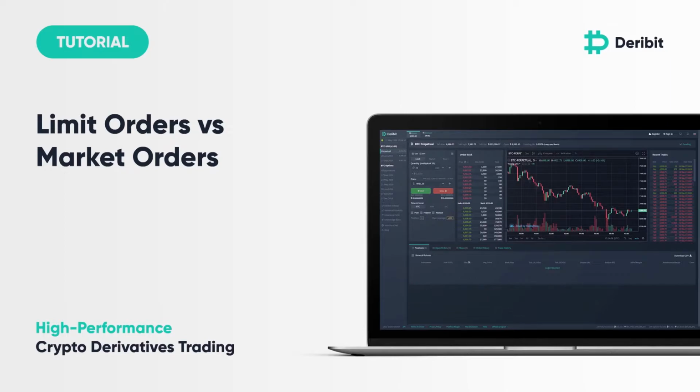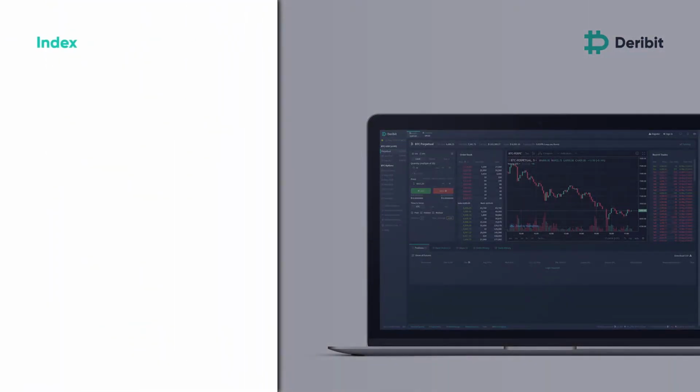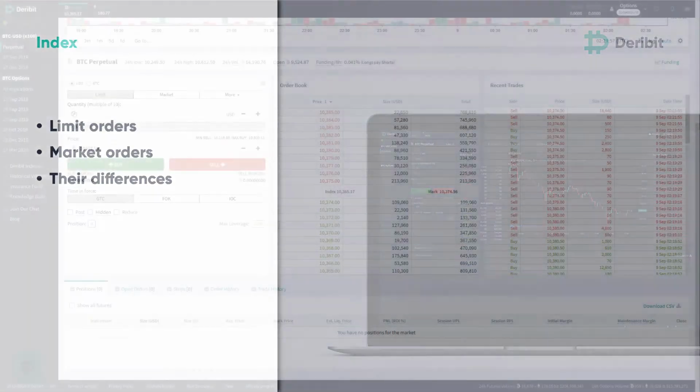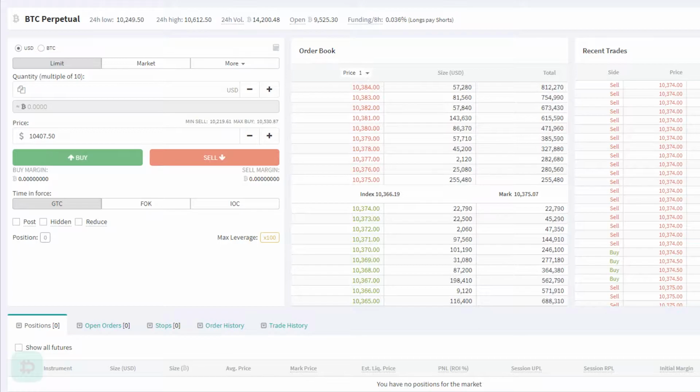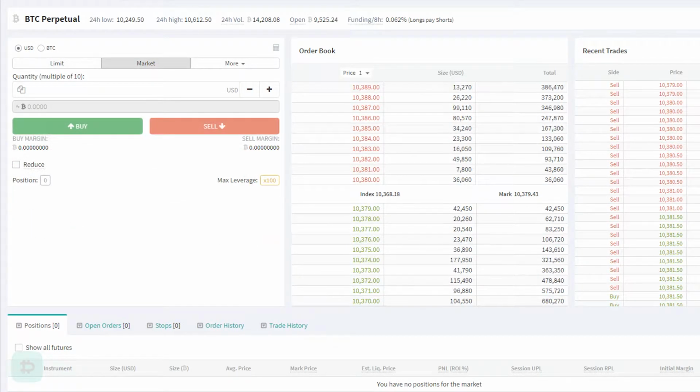Welcome! This is a basic introduction to limit orders and market orders. This guide will briefly cover limit orders and market orders, the difference between each, and where you would want to place these. There are two main types of order you can place on Deribit: limit orders and market orders.